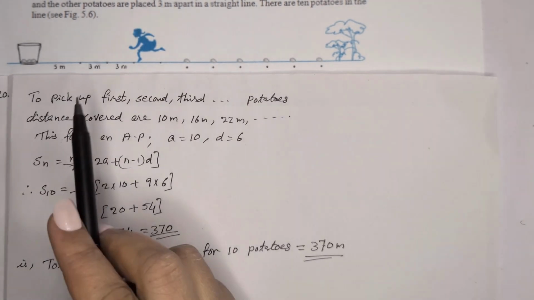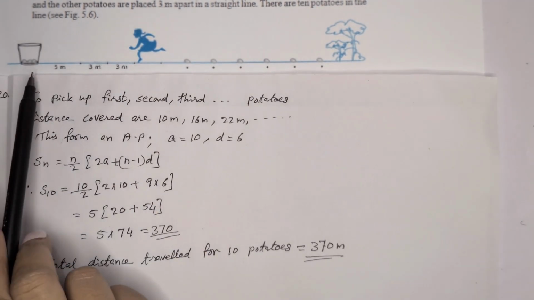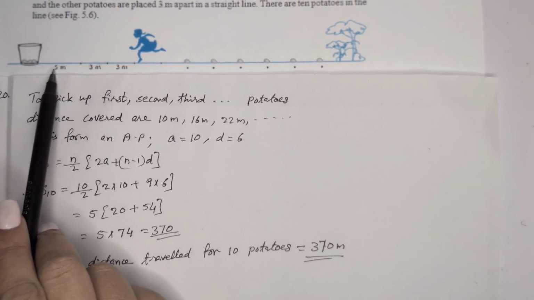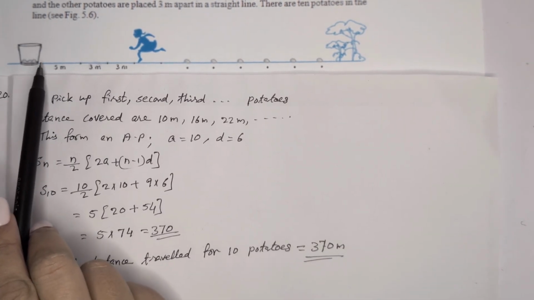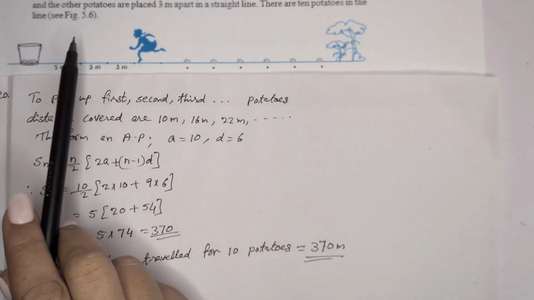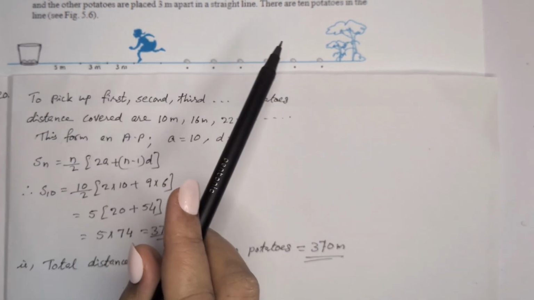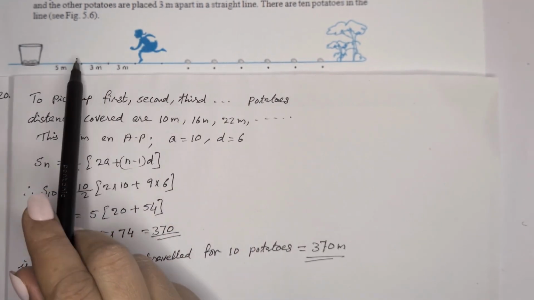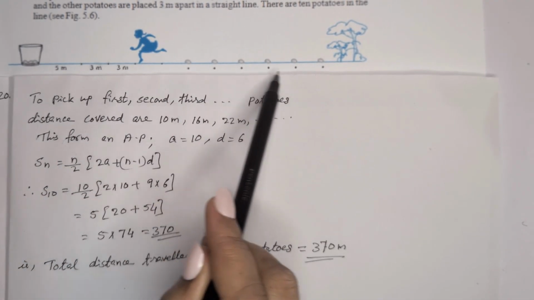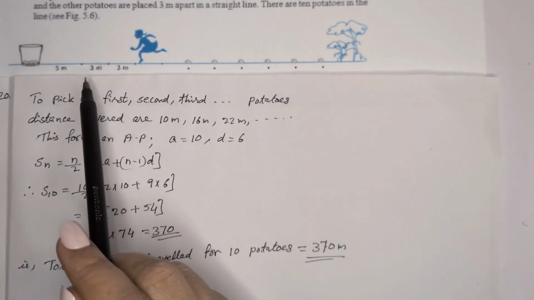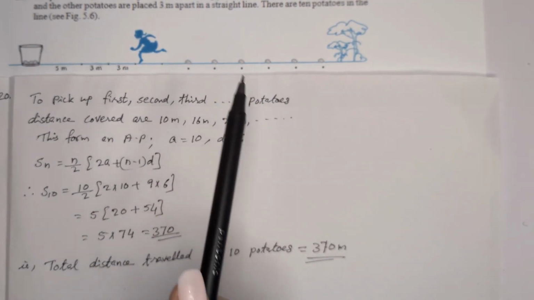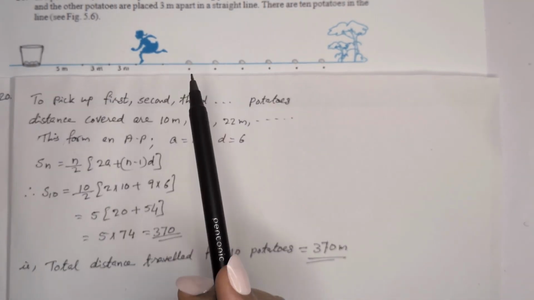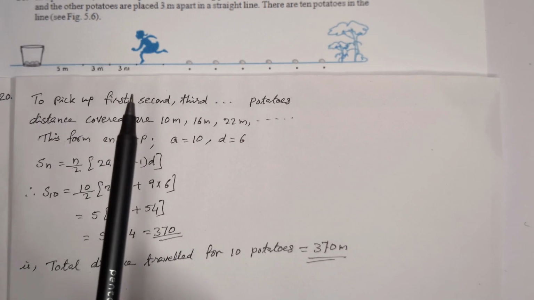Question number 20. In a potato race, a bucket is placed at a starting point which is 5 meter from the first potato, as we can see in the figure, and the other potatoes are placed 3 meter apart. There are 10 potatoes altogether in the line. We have to find the total distance they travel to pick all these 10 potatoes.